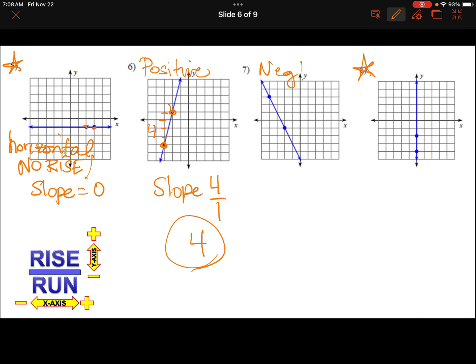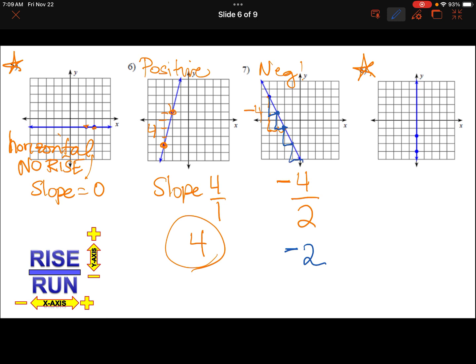I'm going to be going down 1, 2, 3, 4, and I'm going to be going left 2, so -4 over 2. That does need simplified. Simplify that down to -2, which again means I could have went down 2, right 1, and hit it. Down 2, right 1, down 2, right 1, down 2, right 1.